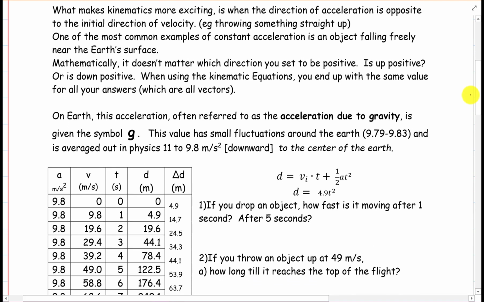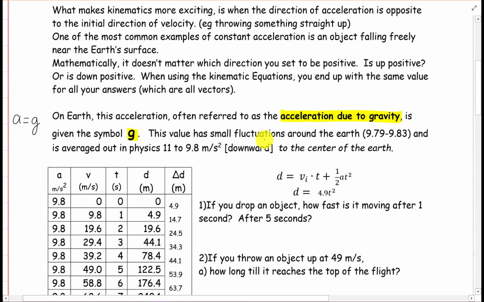On Earth, this acceleration is often referred to as the acceleration due to gravity. You'll hear that phrase many times, and we give it a little symbol, g. But that's just acceleration, right? It is acceleration, so we can write a is equal to g. The acceleration is caused by gravity, or we could just write it as g.